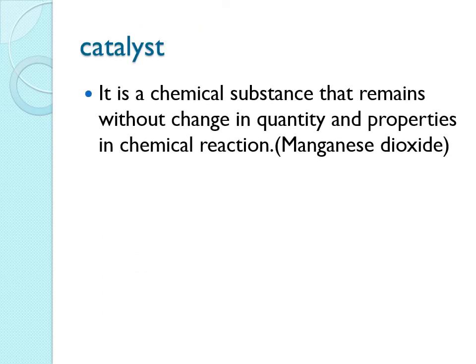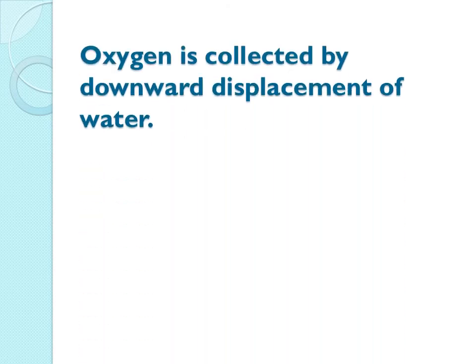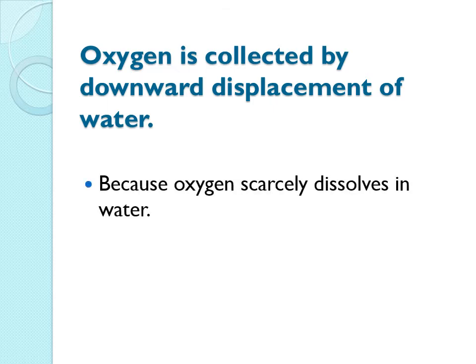Catalyst. What is meant by the word catalyst? Catalyst is a chemical substance that remains without change in quantity and properties in a chemical reaction, like manganese dioxide. Oxygen gas is collected by downward displacement of water. Why? Because oxygen scarcely dissolves in water, or we can say that oxygen rarely dissolves in water.